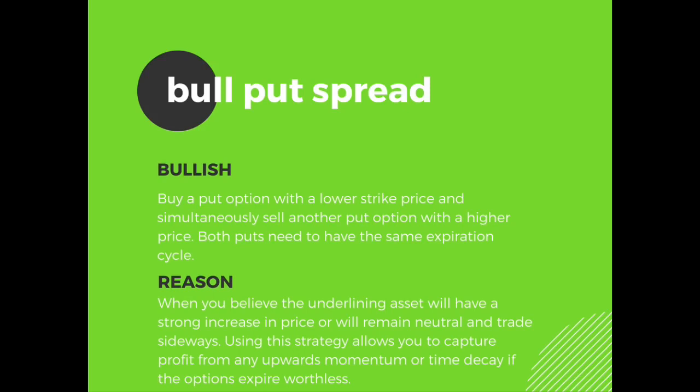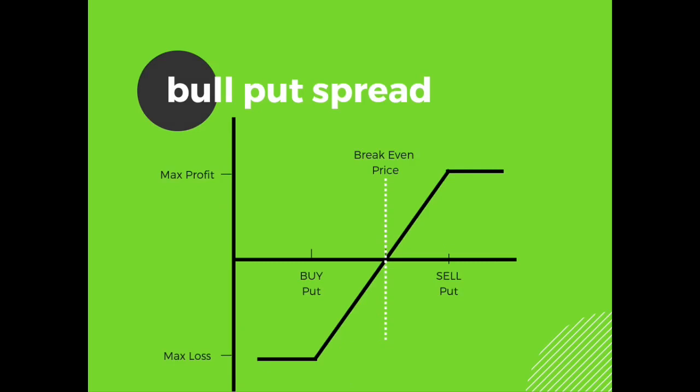Now, the reason why we would want to set up a bull put spread is because we're not really certain how the stock is going to perform. We either believe it's going to have a strong increase in price or it's going to remain neutral and trade sideways. Perhaps we're waiting on some sort of catalyst, and if that catalyst does occur, maybe we think it's not going to really make a difference. So, because we're selling our puts, if the price of the stock increases, we can capture that upward momentum, or if it expires worthless, we can collect the gains due to the time decay. Here's what the bull put spread on the diagram looks like. It's identical to the bull call spread, except of course we're purchasing puts instead of calls.